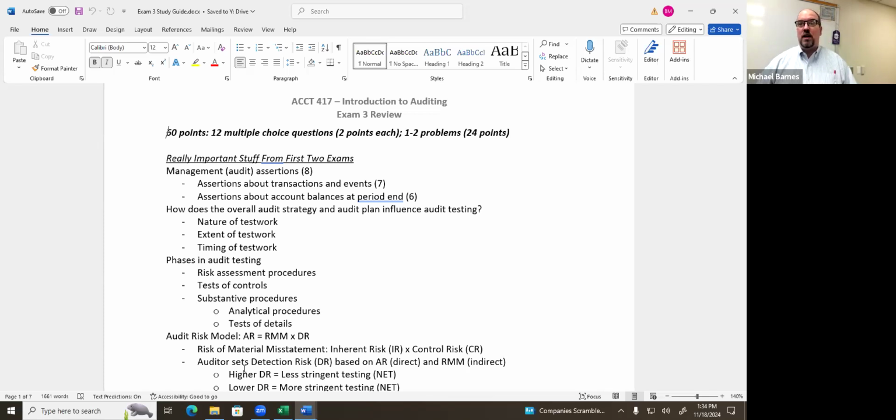The other problem is actually a combination of all parts of chapters 10 through 16. So it will actually contain components from all parts of those.